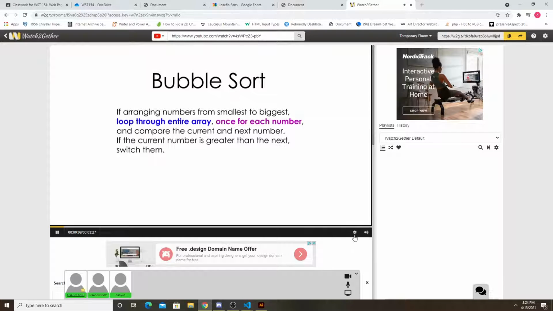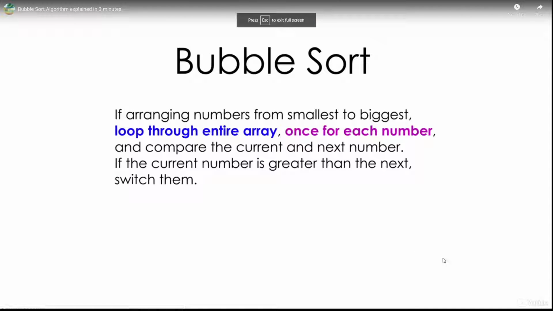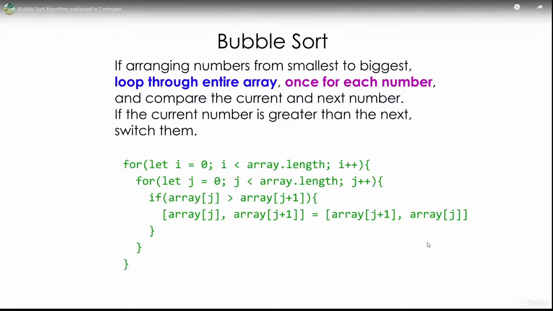You're gonna loop through the entire array once for each number and compare the current and the next number. If the current number is greater than the next, you're gonna switch them. The JavaScript function for that, if you're using for loops, would look like this. So just an outer for loop. Let me pause it real quick so we can look at this.